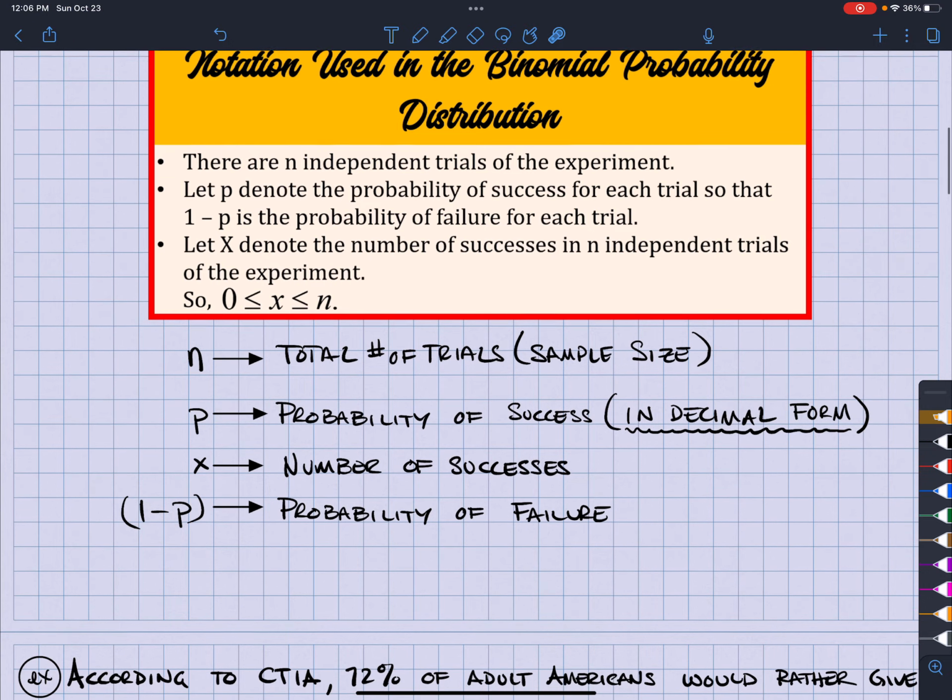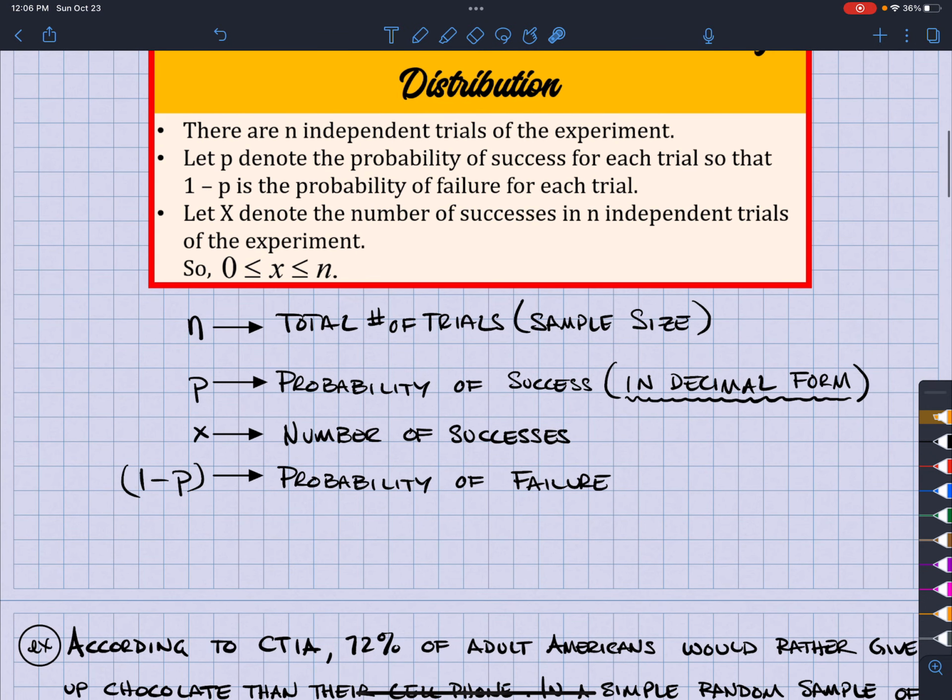All right, so in terms of notation, N is the total number of trials or the sample size. P is the probability of success, always in decimal, so don't forget that, please. X is the number of successes that can't exceed the number of trials. And the probability of failure: since the probability of success is P, and the total probability is going to be 1 or 100%, then the probability of failure will be 1 minus that probability.